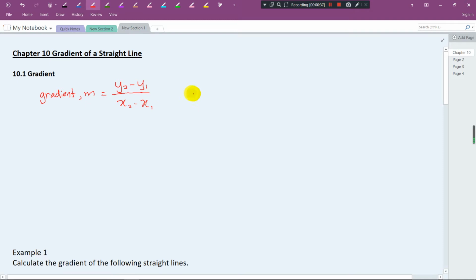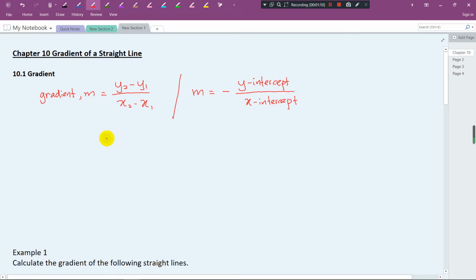Besides using this formula, we also can use another formula when we have the y-intercept and x-intercept. The formula will be negative y-intercept over x-intercept. If you use this formula, you need to be more careful because you need to add a negative here. Some students use this formula, but they forget to add a negative here. So we get the wrong answers.